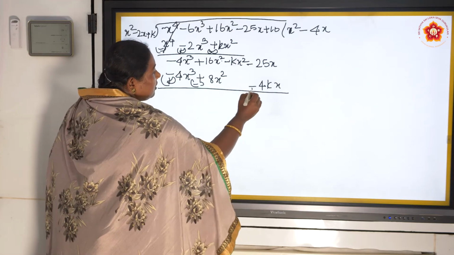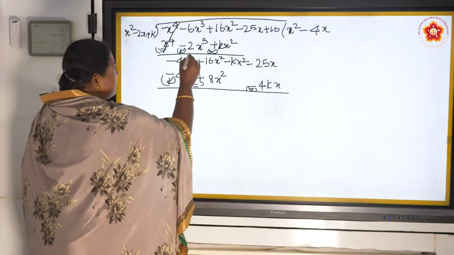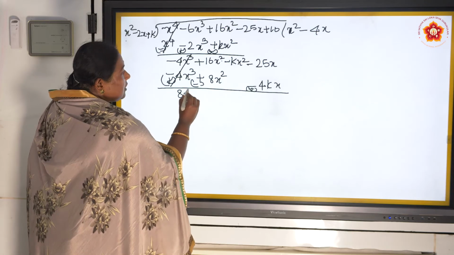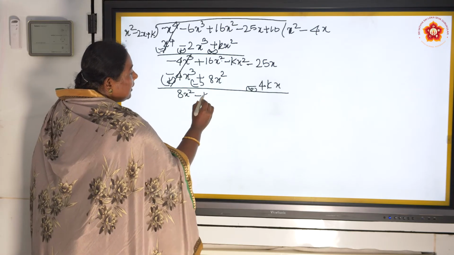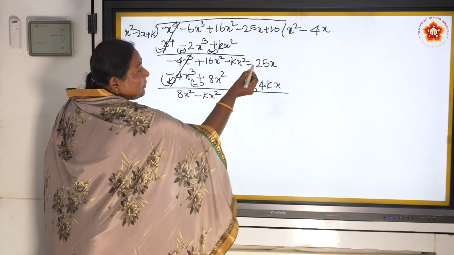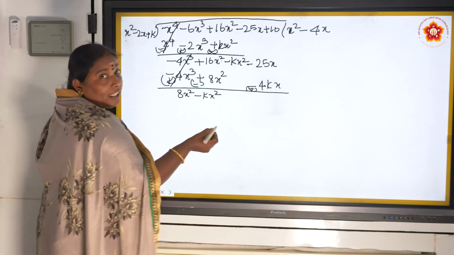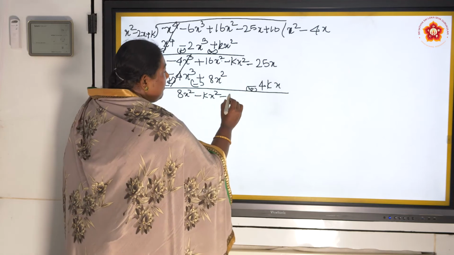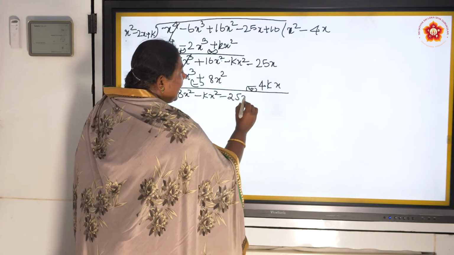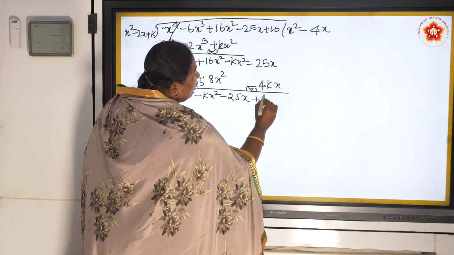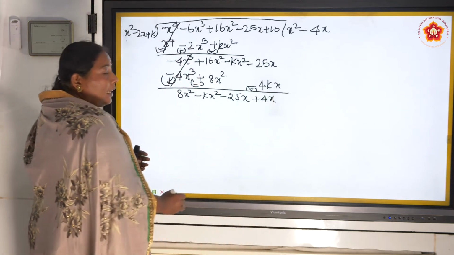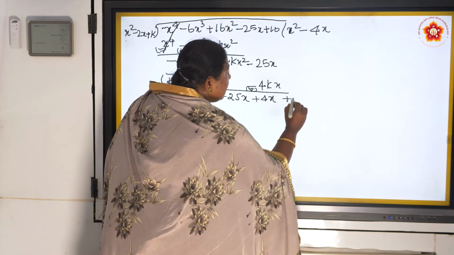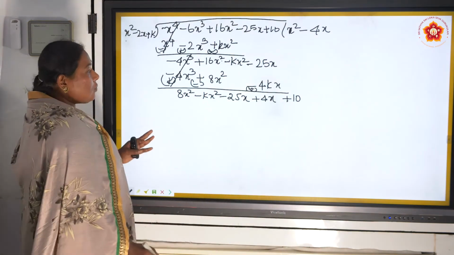Here I don't have anything, so leave it as it is. Cancelled. Here 16 minus 8 becomes 8x square minus kx square. 25. Here 4k. That also I cannot subtract. So keep it as it is. Minus 25x plus 4kx. The same step, we are going to bring the next term down. Plus 10. Okay, the last one.